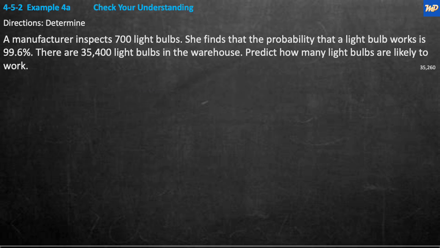Okay, example 4, check your understanding. A manufacturer inspects 700 light bulbs. She finds that the probability that a light bulb works is 99.6%. There are 35,400 light bulbs in the warehouse. Predict how many light bulbs are likely to work. Remember, when you get your answer, you can round it, kind of like an estimate, so to speak. Make a nice even number out of it. Pause the video and try it. When you come back, we'll do it together.